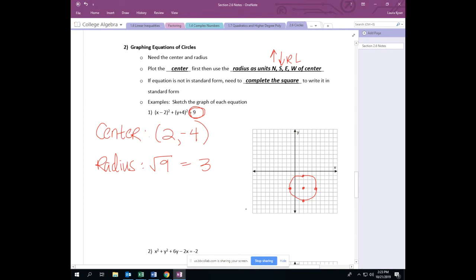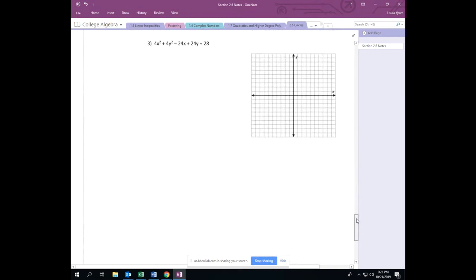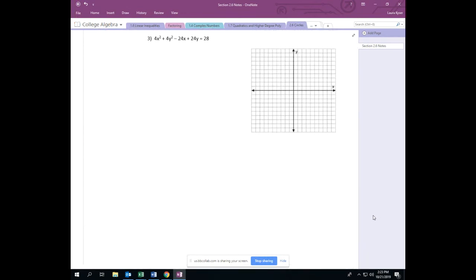So if you have the information, it's not bad at all. It's when you have to find the information that becomes a problem. So I'm going to go to example 3, which is the most involved. And you can see that in example 3, we have this equation here, where it is definitely not in the standard form. So what we're going to have to do is complete the square.